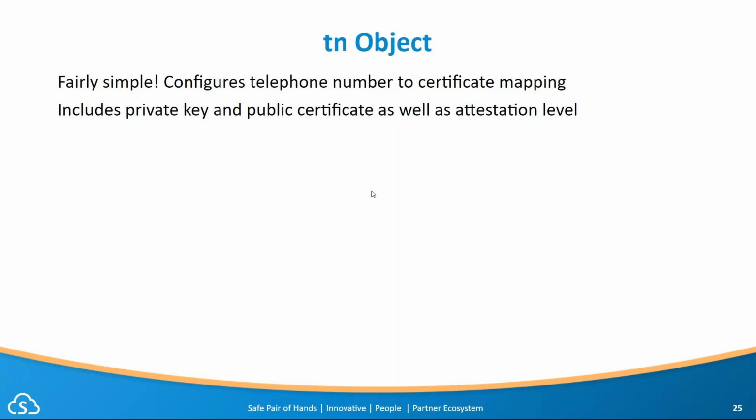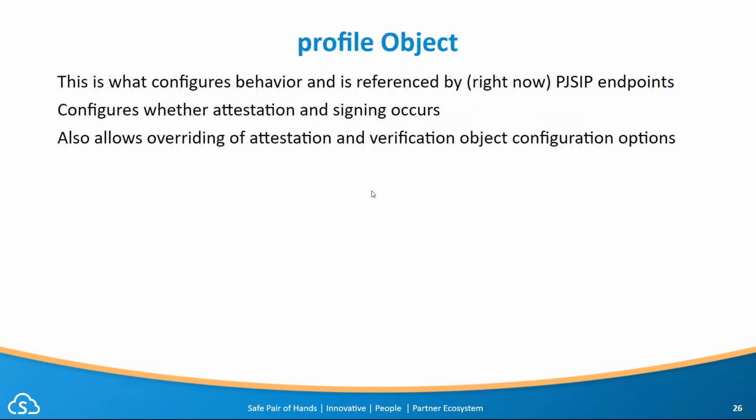The TN object is fairly simple. It configures telephone number to certificate mapping, includes the private key and public certificate, as well as the attestation level. And then the profile object. This is what configures behavior and is referenced by the only thing right now, PJSIP endpoints. It configures whether attestation and signing occurs, as well as allows overriding of attestation and verification object configuration options.